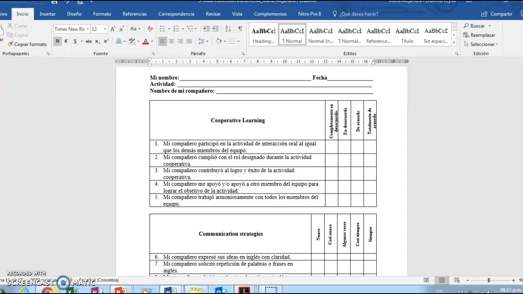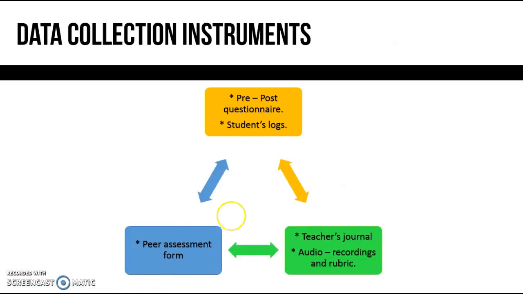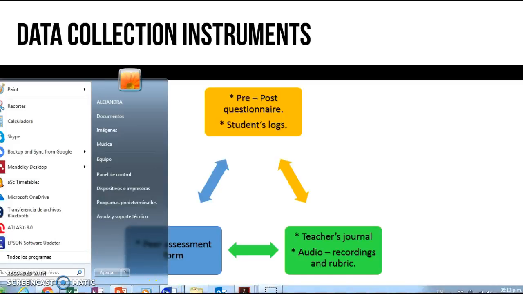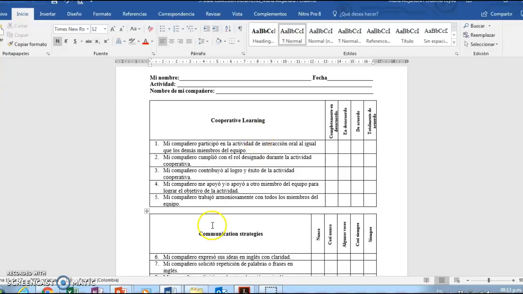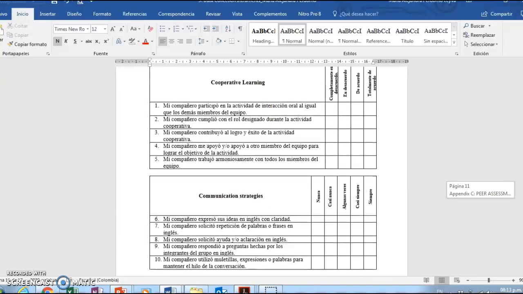So from the other perspective, in the data collection instruments, we have the peer assessment form. The peer assessment form aims at gathering information from the peers, their views regarding the cooperative work and the communicative strategies used and implemented during the interaction oral activity.